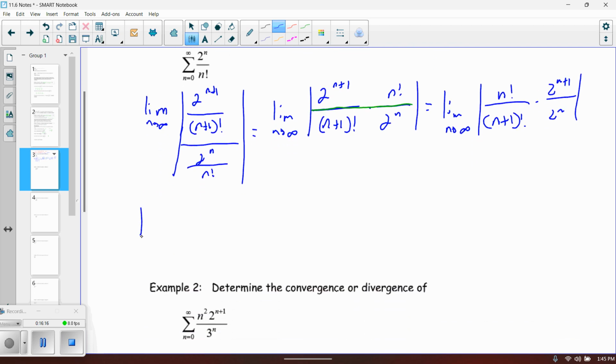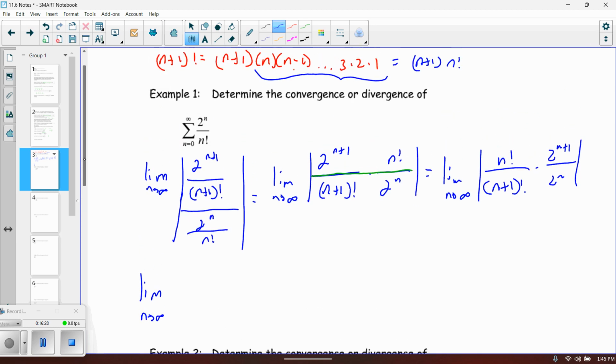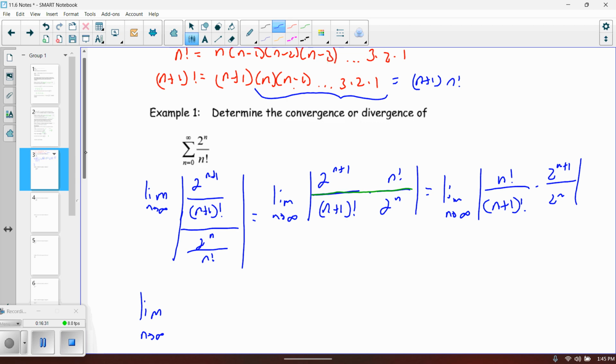This is where the algebraic process comes in. So we have n factorial divided by n plus 1 factorial. Well, if you remember from what I just wrote up in the red, the n plus 1 factorial can be written as n plus 1 times n factorial. So if you think about it, this n factorial right here is going to get rid of that n factorial in the numerator, leaving just an n plus 1 in the denominator.